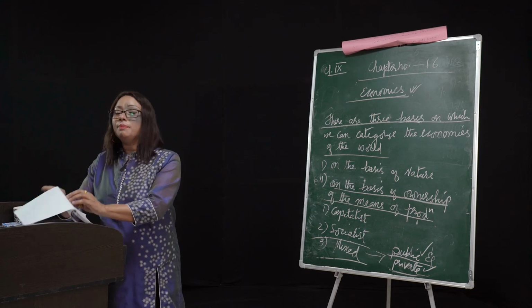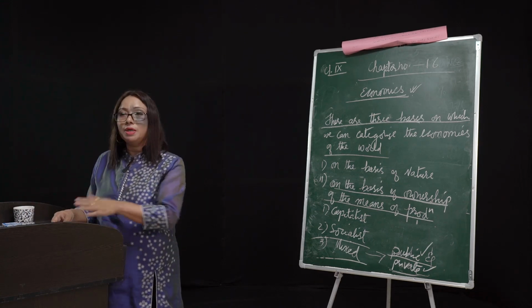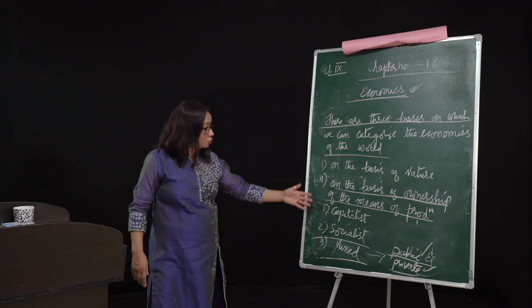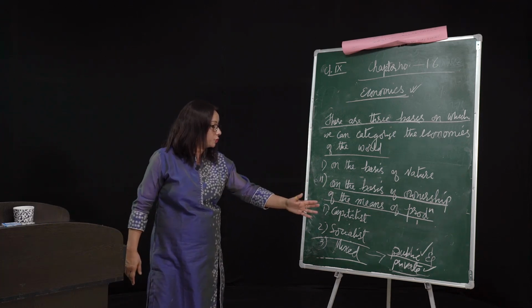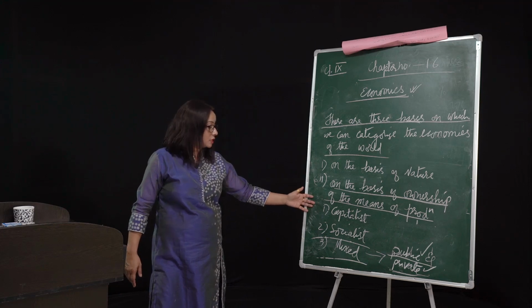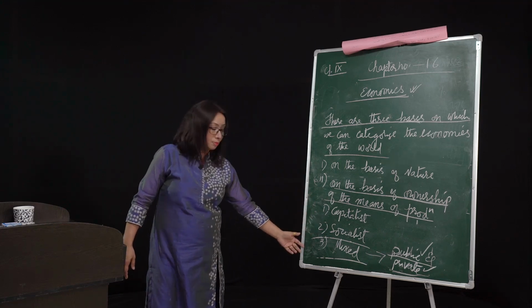So we can say that a mixed economy is a midway. We say it's a middle path that is chosen. Not capitalism, not socialism, but a middle path lying between socialism and capitalism, trying to bring out the best features of both these systems together, and at the same time trying to avoid the defects or the demerits of both. So the distinction we have seen between the three is on the basis of ownership of the means of production, and we can classify economies as capitalist economy, socialist economy, and mixed economy.